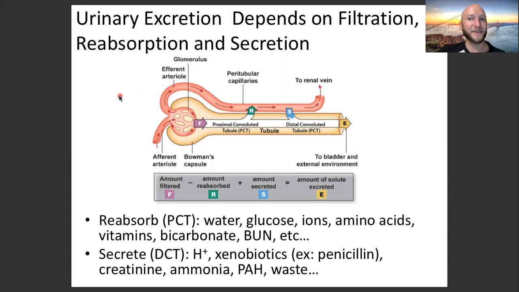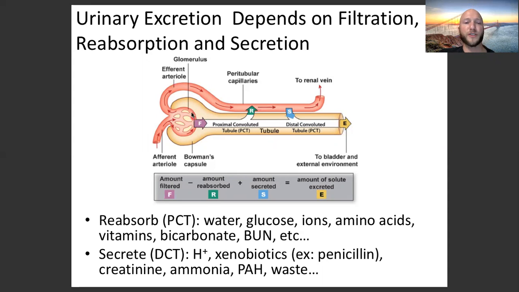Urinary excretion depends on filtration, reabsorption, and secretion. So, filtration. What's filtration? Reabsorption. What's reabsorption? Secretion. What's secretion? So what eventually becomes urine is based off these three processes.